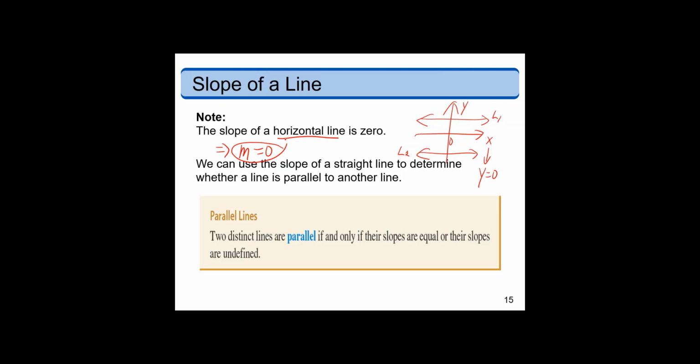So slope defines the line. We can use the slope of a straight line to determine whether the line is parallel to another line. If 2 distinct lines are parallel, if and only if their slopes are equal to each other, right? Their slopes are defined, meaning m1 equals m2. If you have the same slope, then the 2 lines are parallel.